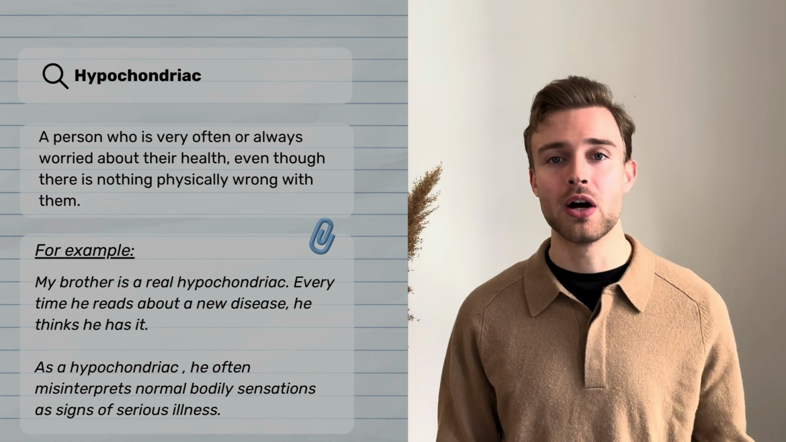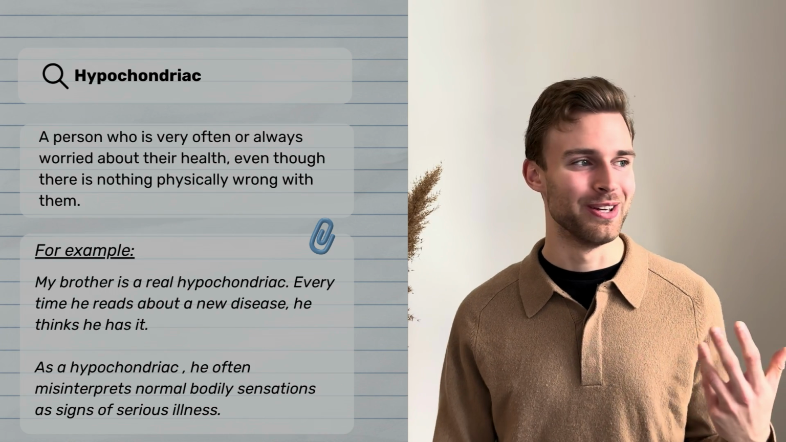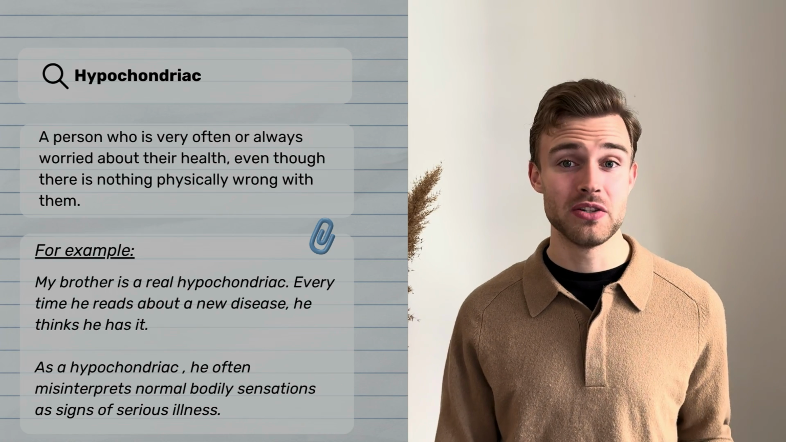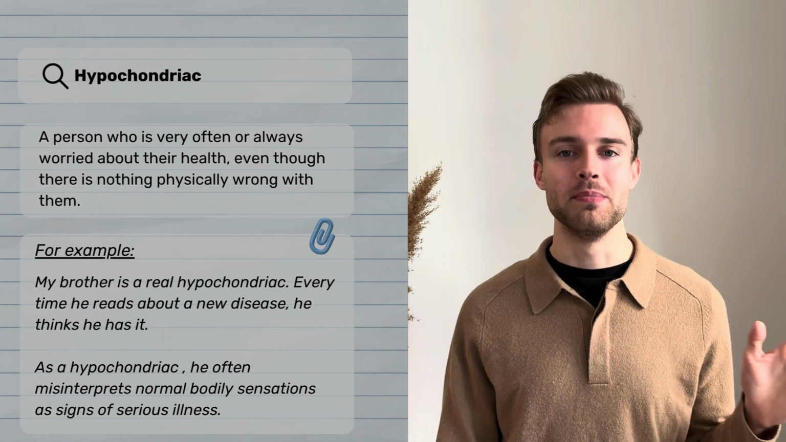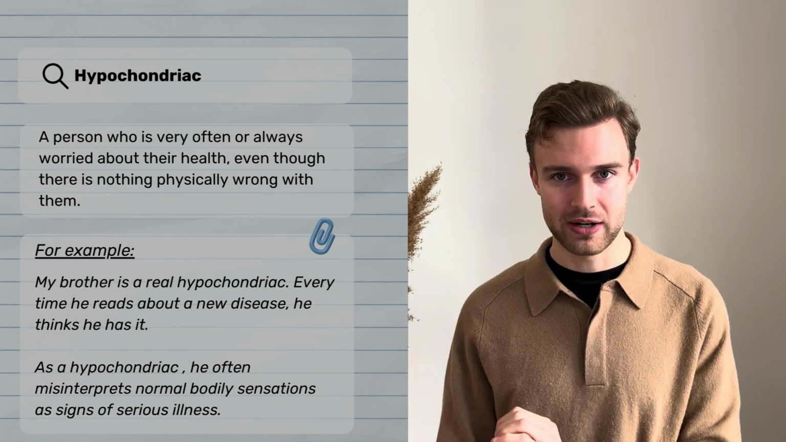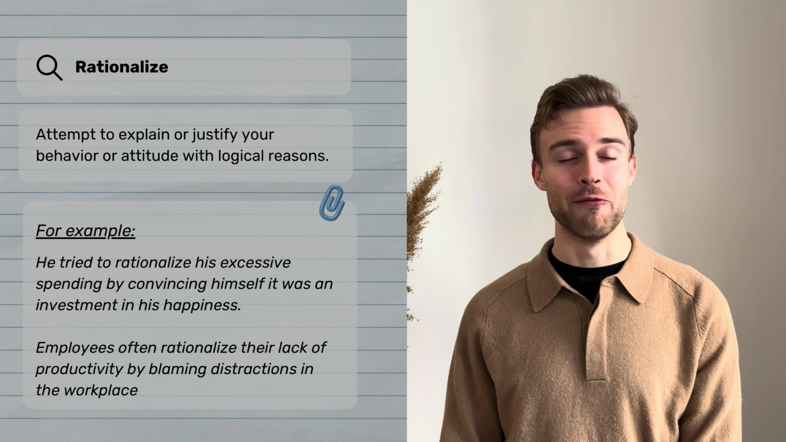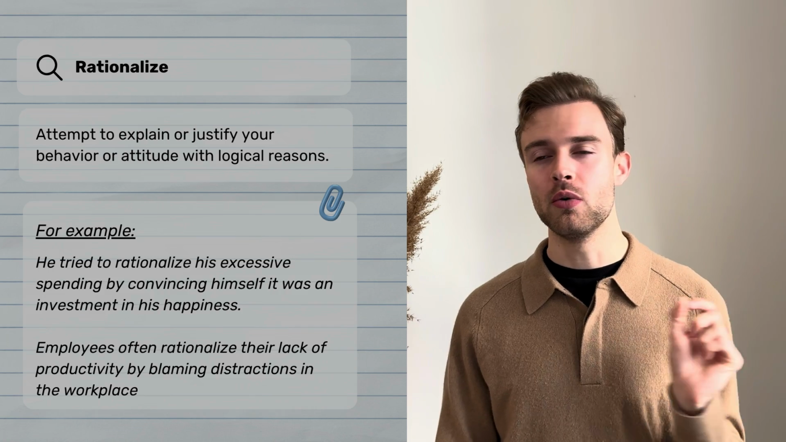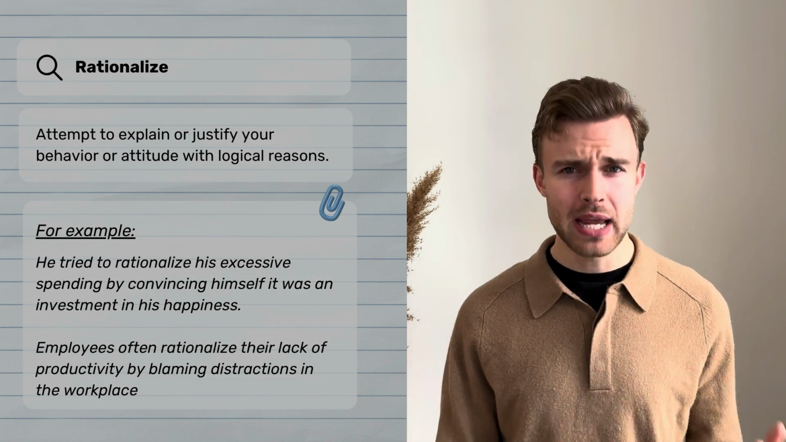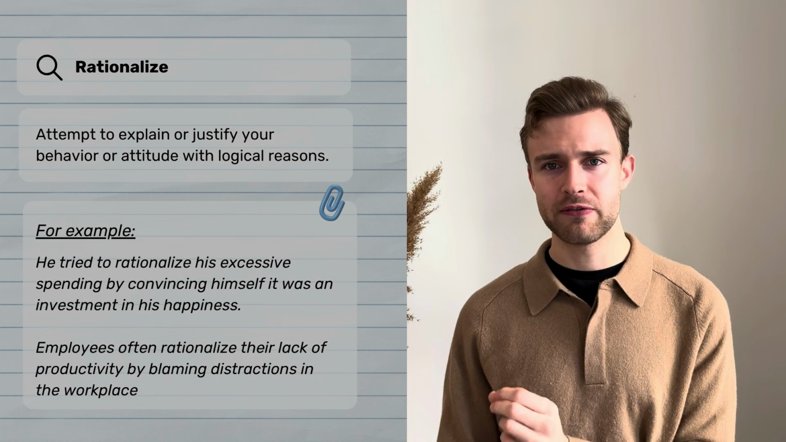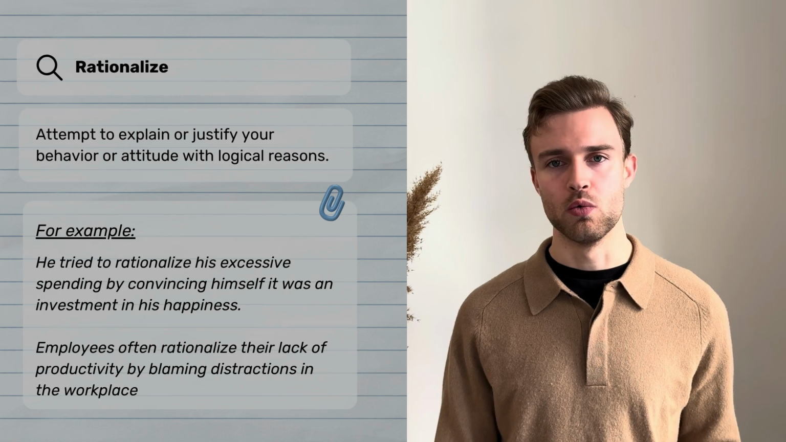So if you're a hypochondriac, maybe any little pain or any little symptom will cause you to believe you have a serious illness. That's called being a hypochondriac. Now, the last word on our list is a verb, and that verb is to rationalize. Now, when you rationalize something, you try to justify your behavior or your attitude with logical reasons.